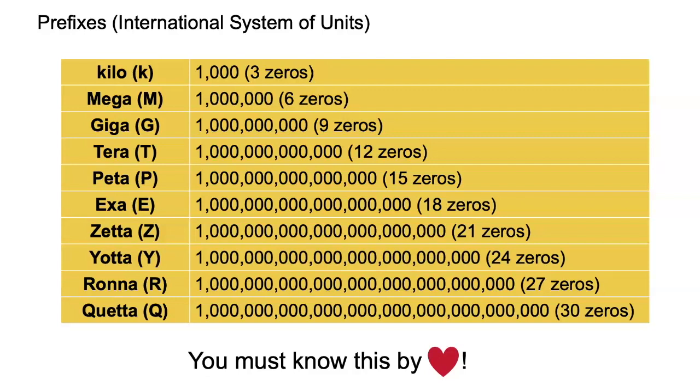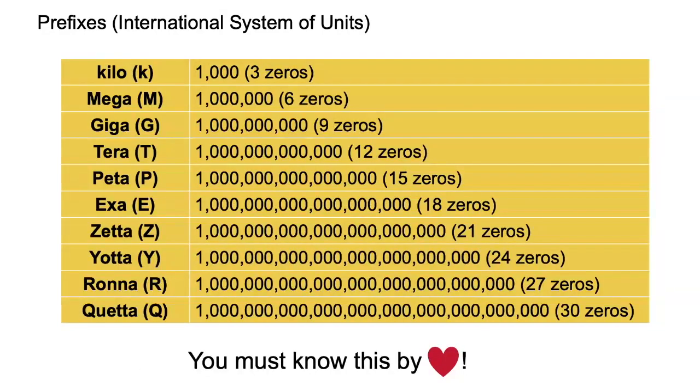And I think it's with the mass of Jupiter that they still needed Ronna and Quetta, with the number of zeros, to have a few more zeros. Okay, so it's a good idea. This is standardized. It's for the whole world. This is an international standard, these prefixes. You can use them with any units, with the meter, with the gram, with the bytes, and so on.